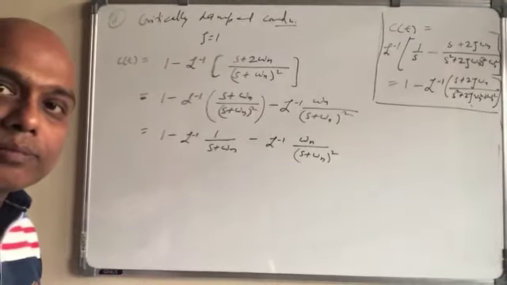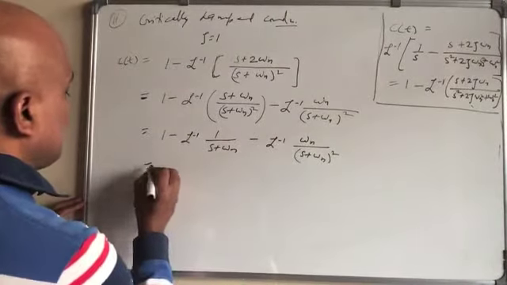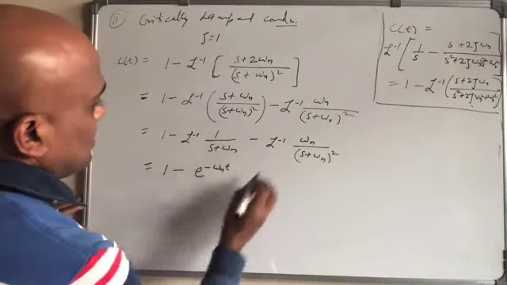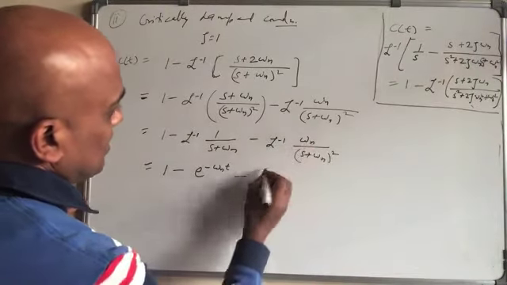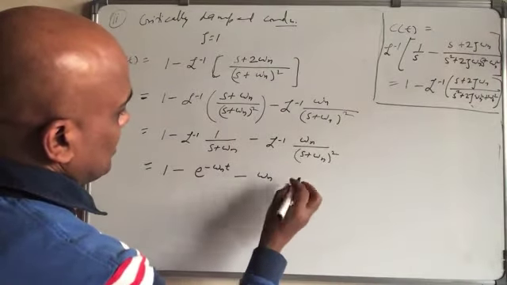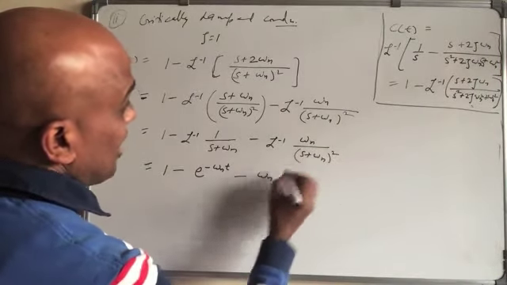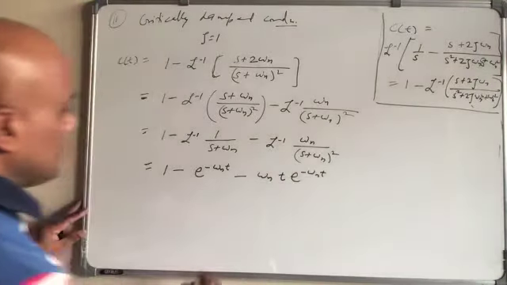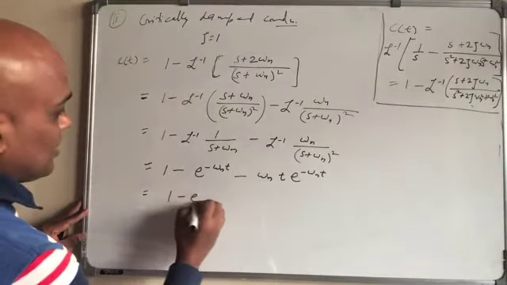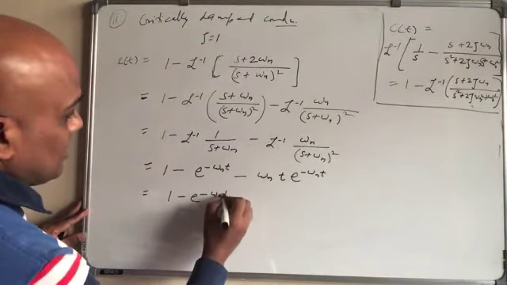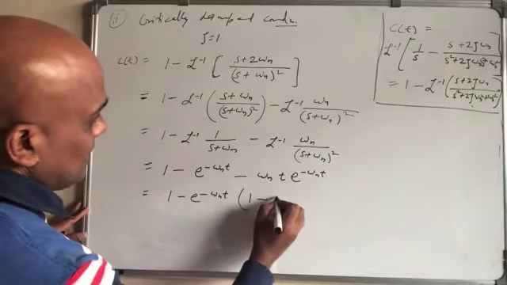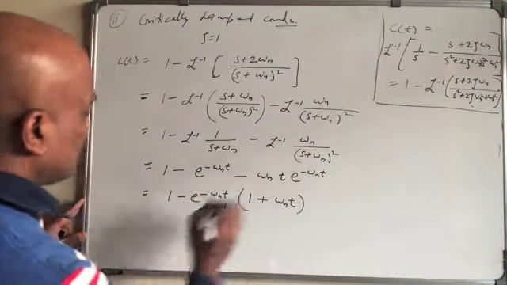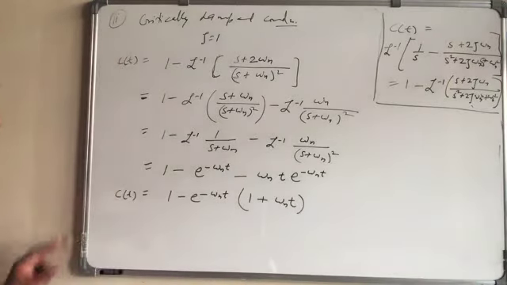With our knowledge of the Laplace transform, this value is nothing but e to the power minus omega n t, and this value is nothing but omega n over S plus omega n squared, so it will be t e to the minus omega n t. So it will be equal to 1 minus e to the power minus omega n t multiplied by 1 plus omega n t. So this is what the C(t) will be.